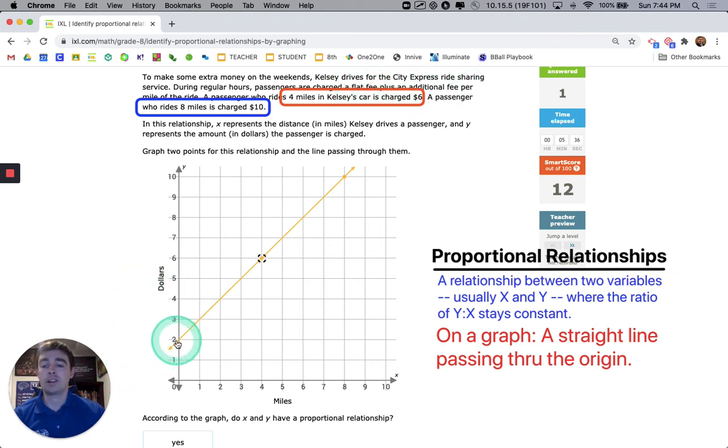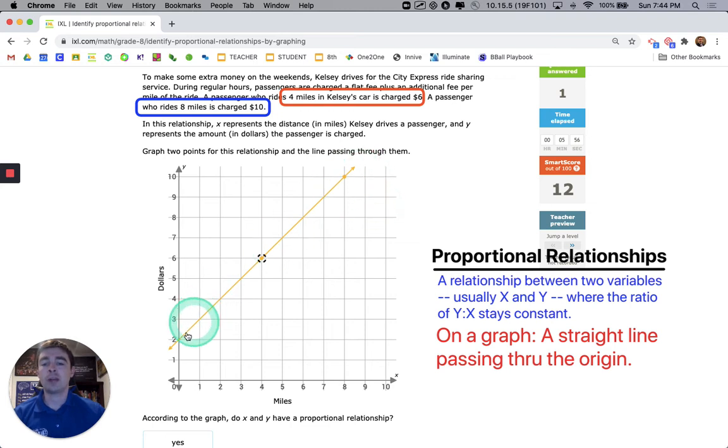So because they're charged $2 at the start, we don't begin at the origin, and there's just no way to have a proportional relationship if you don't start at 0 and 0. Y divided by X will keep giving you different ratios unless you start at 0 and 0, so that it climbs from both of them being at the same starting point as 0.